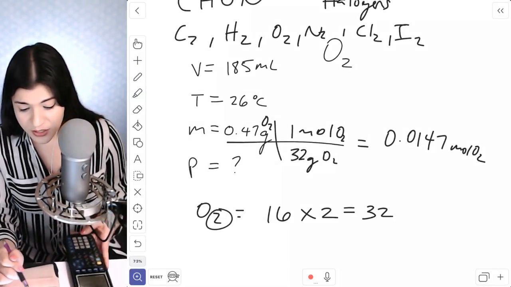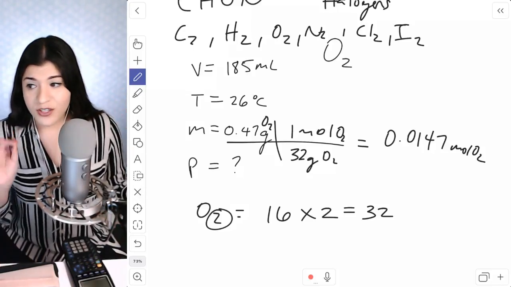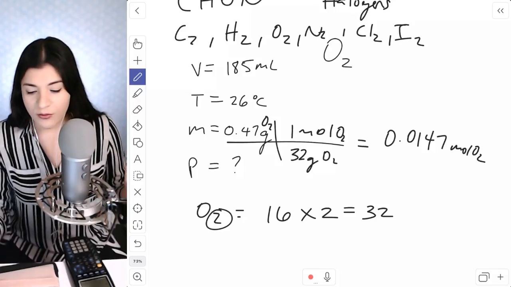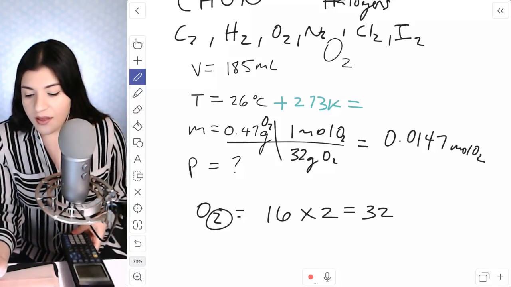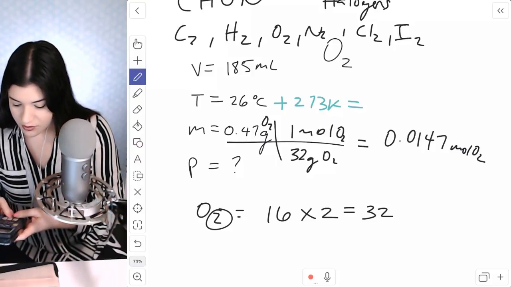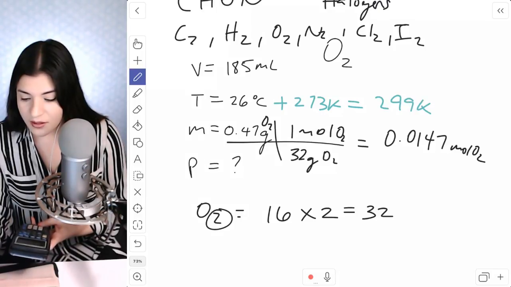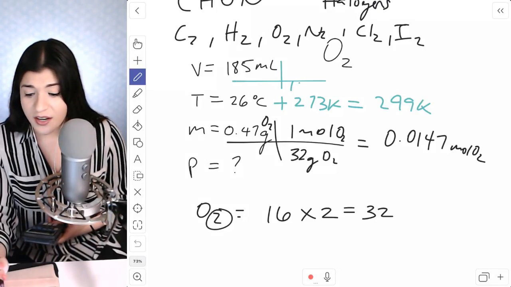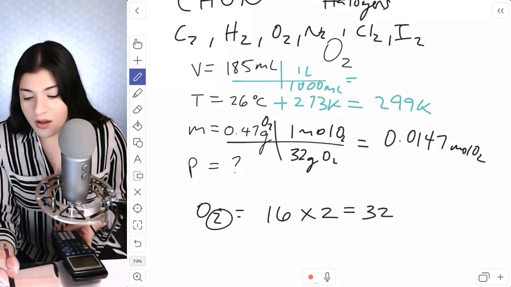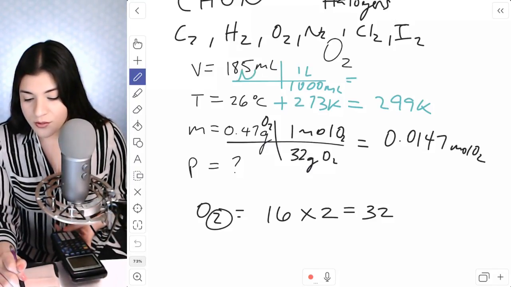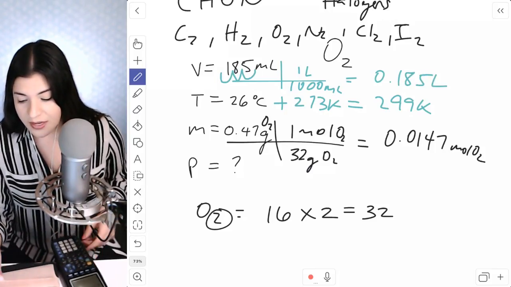Okay. So the next thing is we want to make sure that everything's in the correct unit, which we don't have right now. We just changed the moles. Let's change our temperature to Kelvin by adding 273, and then this is really going to give us Kelvin. So 273 plus 26 gives us 299 Kelvin. I'm also going to change the volume to liters by dividing by 1,000, and this will give us 0.185 liters. Really, I'm just moving the decimal place over 1, 2, 3 to the left, so that would have been the correct unit.